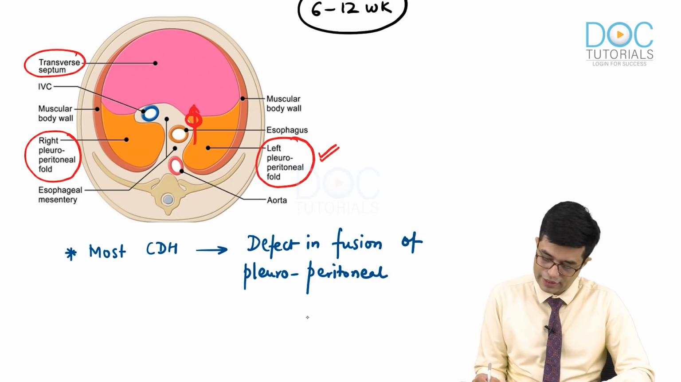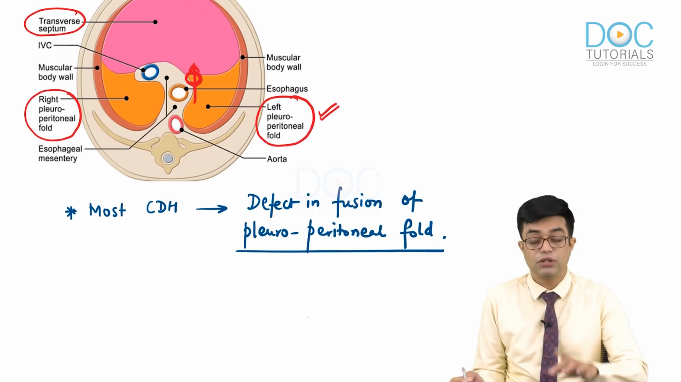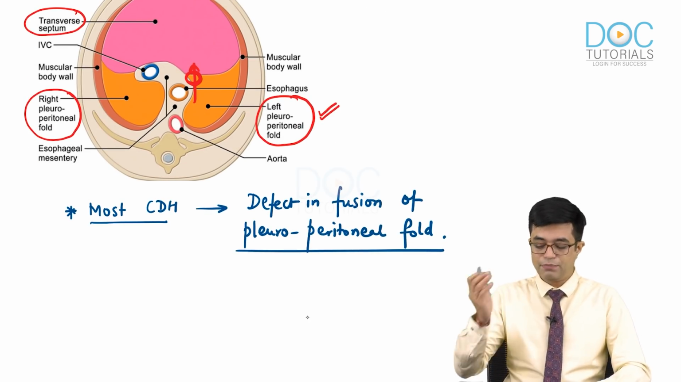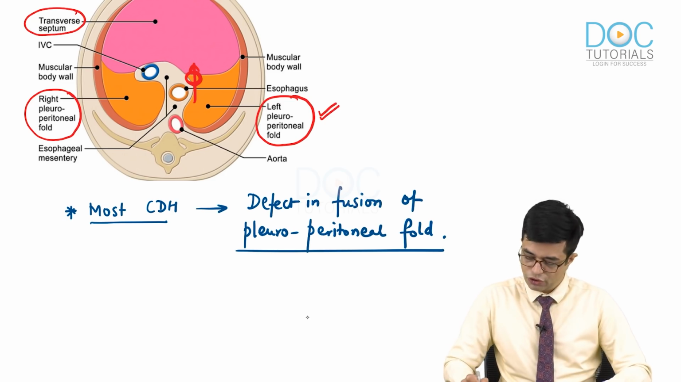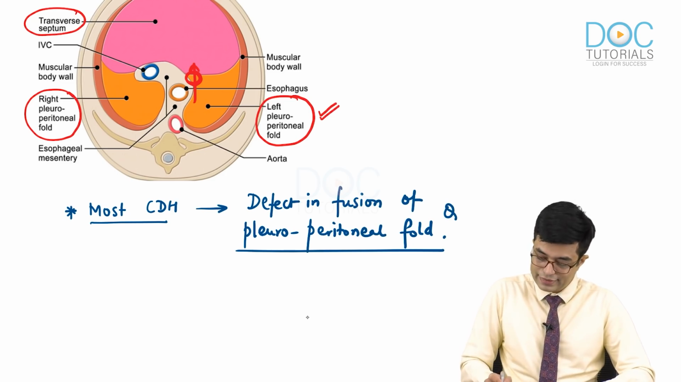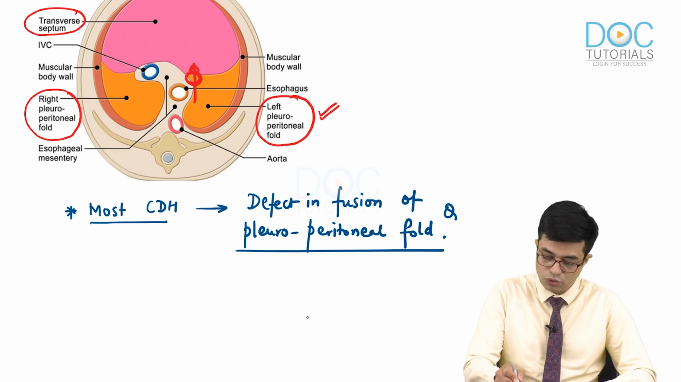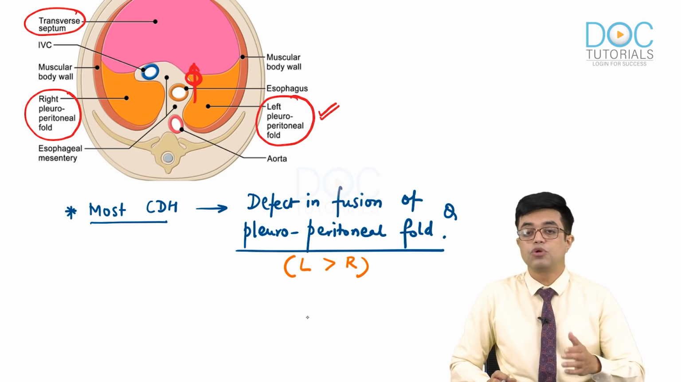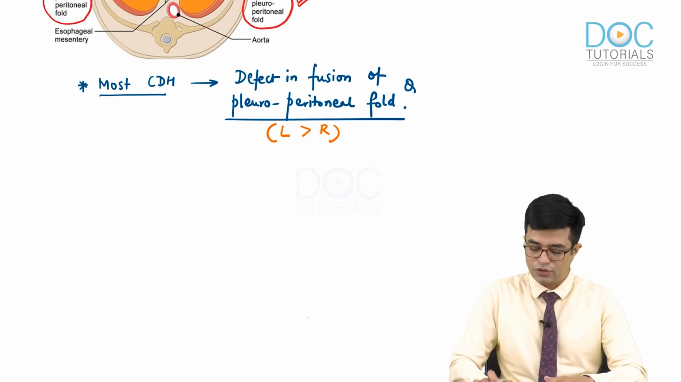This is also an anatomy question, an embryology question asked in the AIIMS entrance exam in 2015. Most CDH patients, what is the embryological basis? Defect in the fusion of the pleuroperitoneal fold. Since this defective fusion is more common on the left side than the right side, congenital diaphragmatic hernia is more common on the left side as compared to the right side. So, this is the embryological basis.